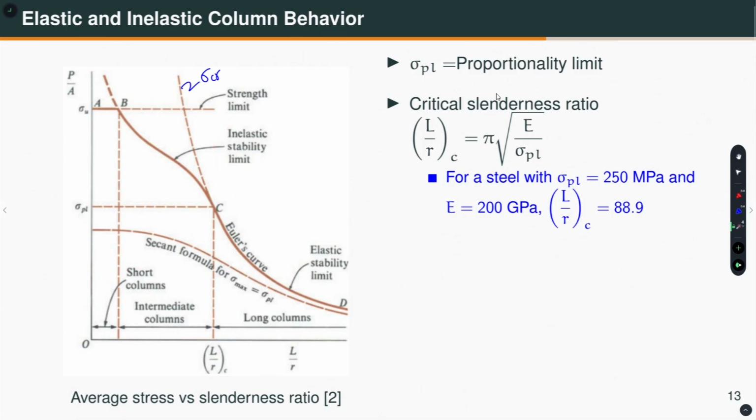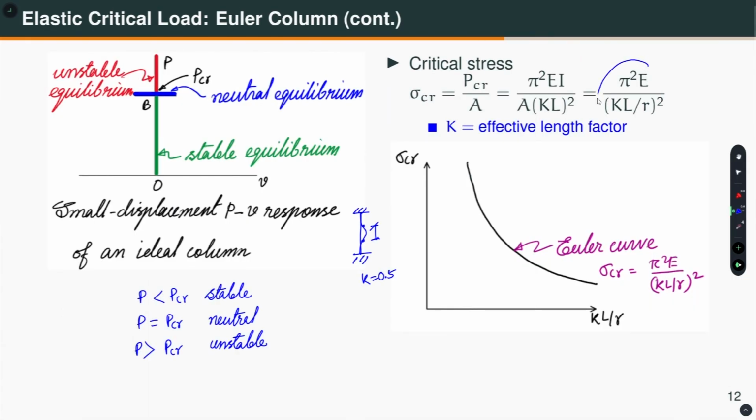Okay. So, here in this figure I am showing the sigma PL, the proportionality limit, and if I want to determine this critical slenderness ratio, how do I calculate it? I will simply substitute sigma CR equal to sigma PL. And what is sigma CR? If you go back to the previous slide, sigma CR is pi square E by (KL by R) whole square.